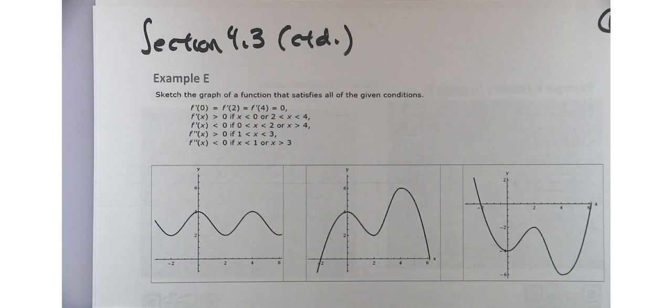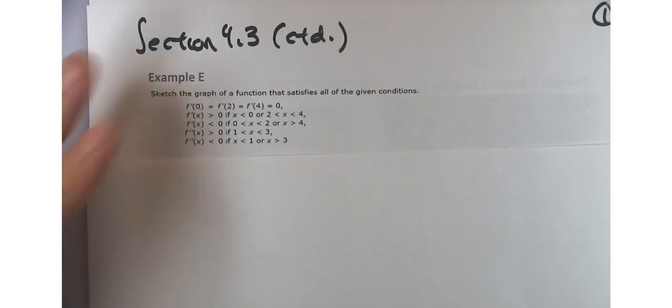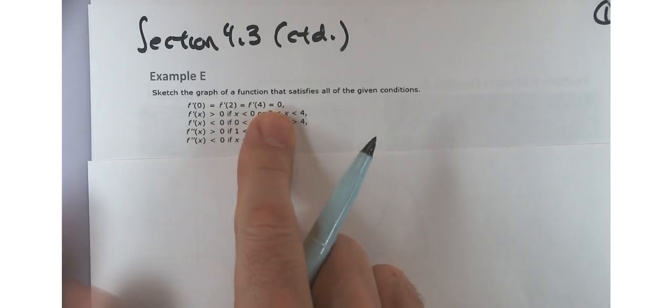So the idea in section 4.3 is to start using some of our tools for calculus to understand graphs a little bit better. In example E here, they give us a lot of information about a graph, although honestly I would find it a little bit easier if I organize this a little bit better. So let's try and do that. Let's start looking at the first derivative. The first derivative is 0 at 3 different points.